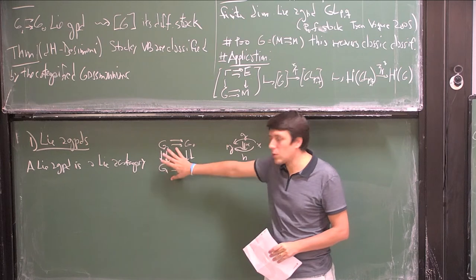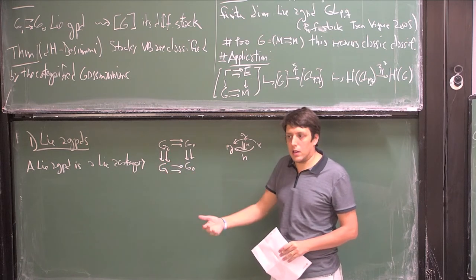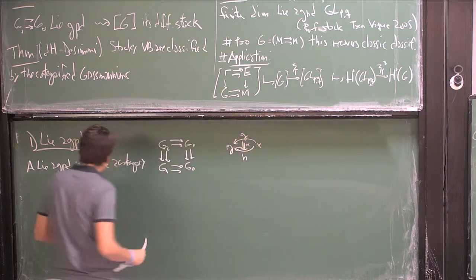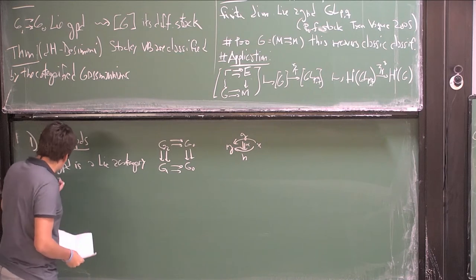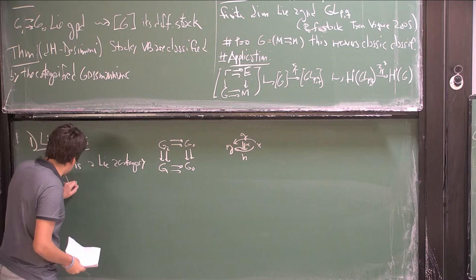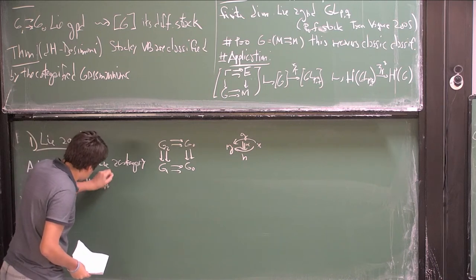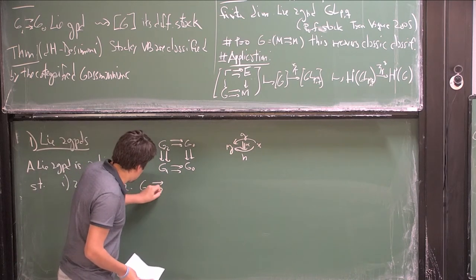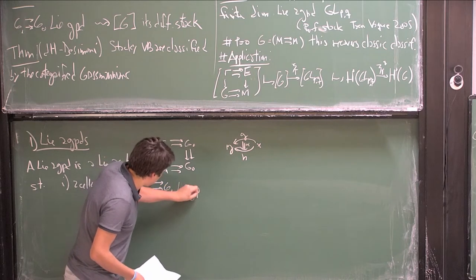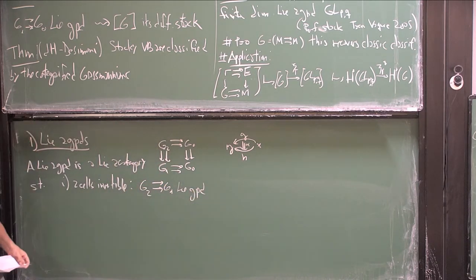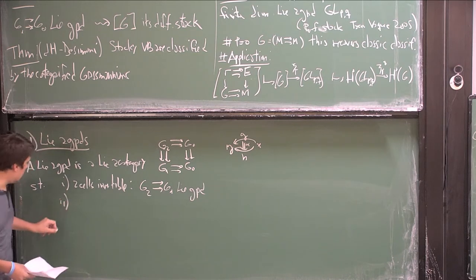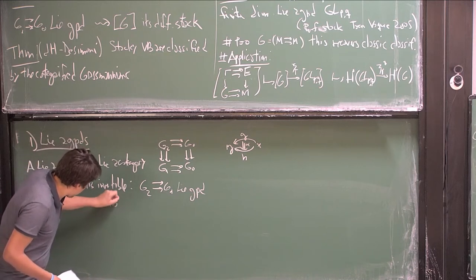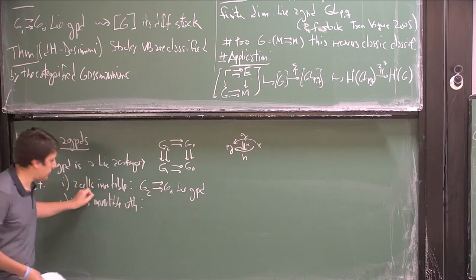Okay? So it's a little category to start with, and then I want all two cells and arrows to be invertible, but in the following way. First, there are two conditions. The first one is that the two cells are invertible. And I can say this just by saying that G2, G1 is a Lie groupoid. So I do have inverses for that. But the second condition is that arrows are invertible up to homotopy, let's say.